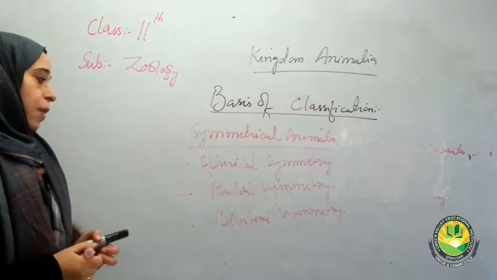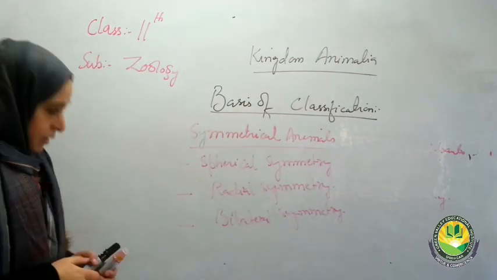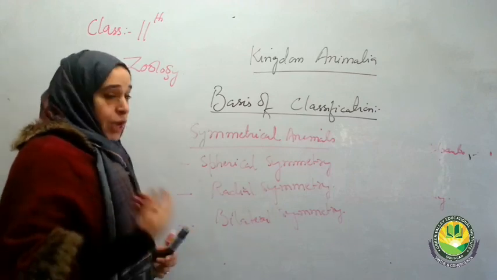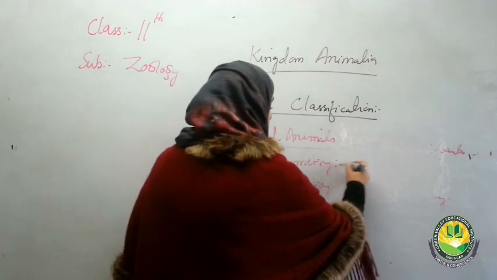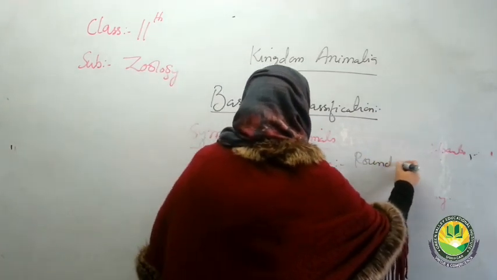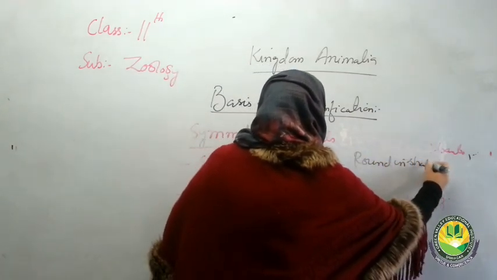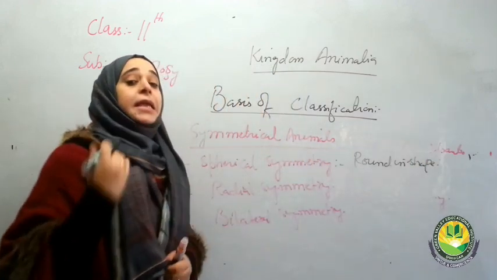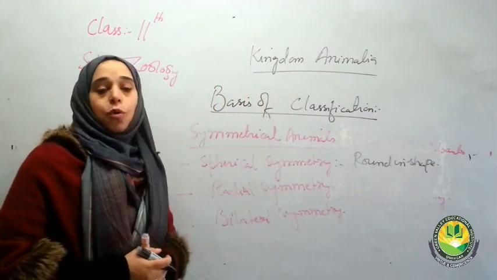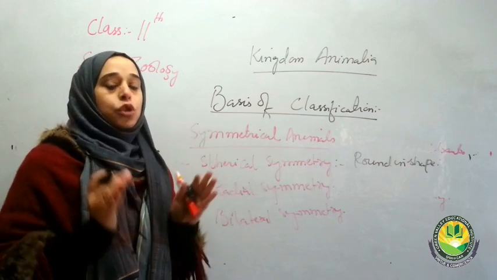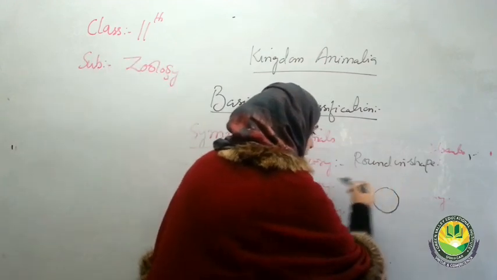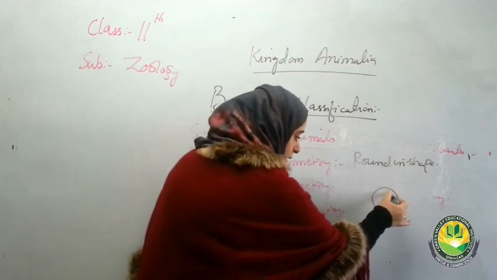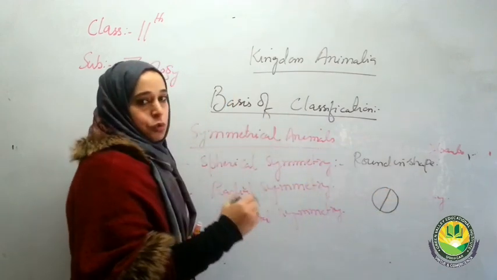Students, when we talk about the spherical symmetry, it's a type of symmetry where the animals are typically circular in shape, they are round in shape, so that any plane of division passing through the body divides the animal into two equal halves. For example, this is a circle, this is a round shape.